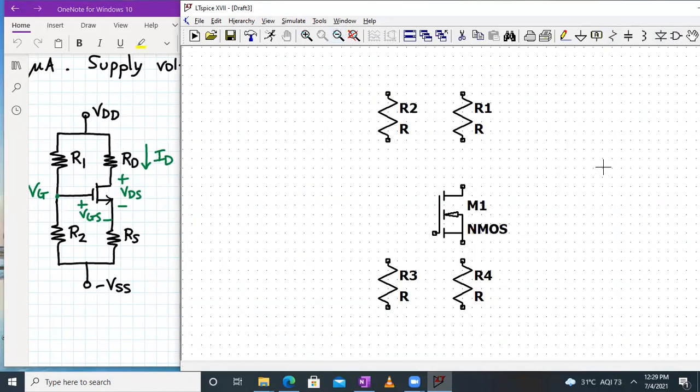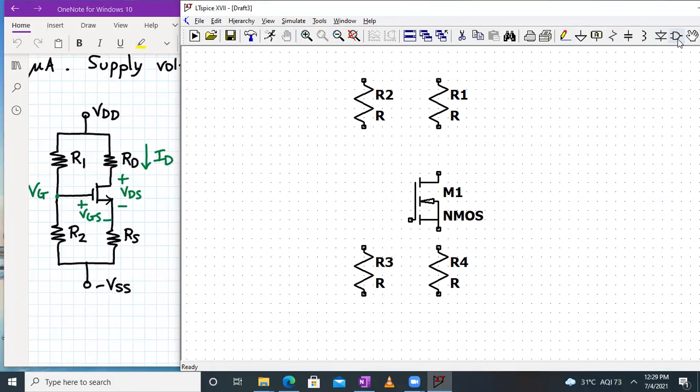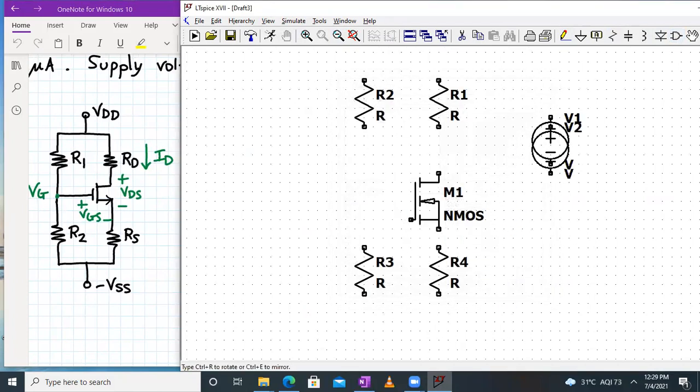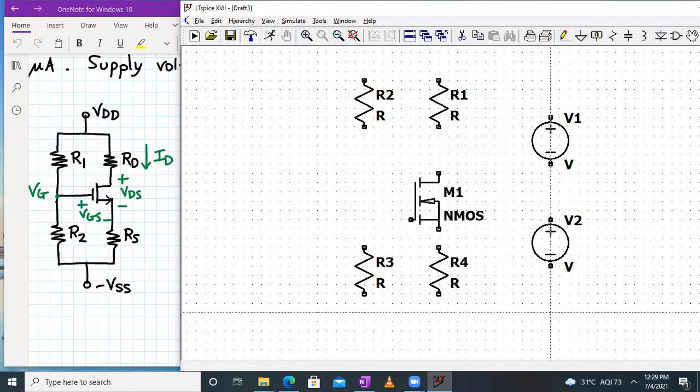Now I have to join them with a wire quickly. Also, I'll require 2 voltage supplies here and here. So let me connect them quickly together.